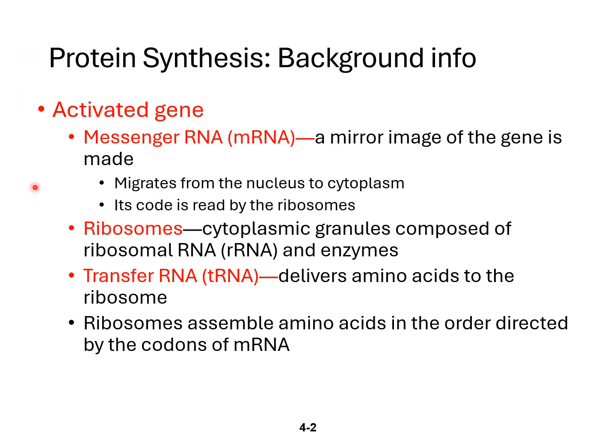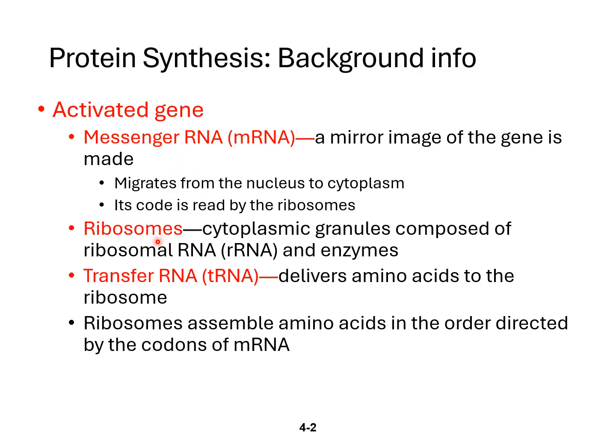Let's get started. So first, in an activated gene, we have something called messenger RNA. Messenger RNA is the mirror image of the gene which is made. So you have the gene from the DNA, and the messenger RNA just reads that information from the DNA and becomes messenger RNA. Messenger RNA will then migrate from the nucleus into the cytoplasm, and then its code is read by the ribosomes. Ribosomes and its ribosomal RNA are little granules and enzymes that are able to read the codon that's on the messenger RNA.